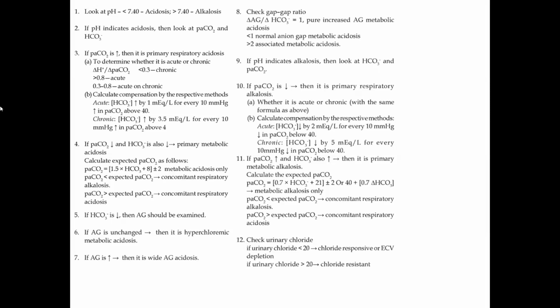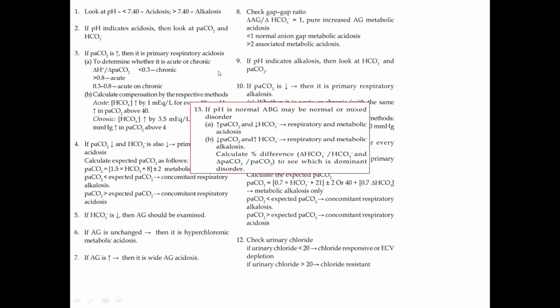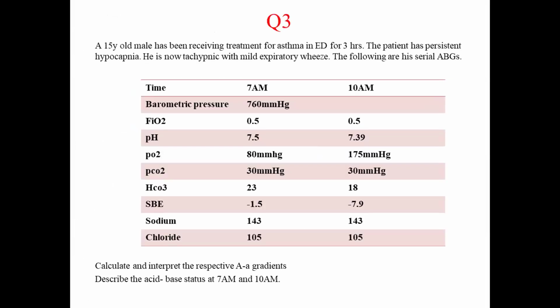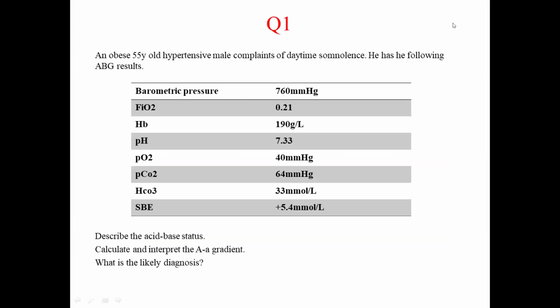I think most of you know the formulas that have to be kept in mind, how to calculate acute on chronic respiratory acidosis or respiratory alkalosis, and all your compensatory mechanisms. Last time I think I did only 2 ABGs, but still we will go with the remaining ABGs now. We'll go from the starting one only.